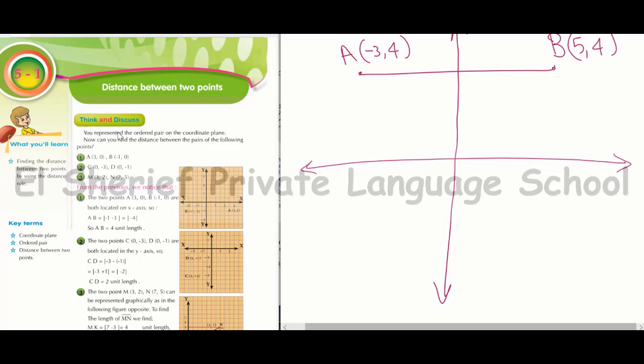Now we want to find the distance between point A and point B. We notice that points A and B are on the same horizontal line, with the same y coordinates. Here the y coordinate is 4 and also here is 4. Then we find the distance between them as the absolute value of the difference between the two different coordinates, -3 minus 5. It will be 8 unit lengths.